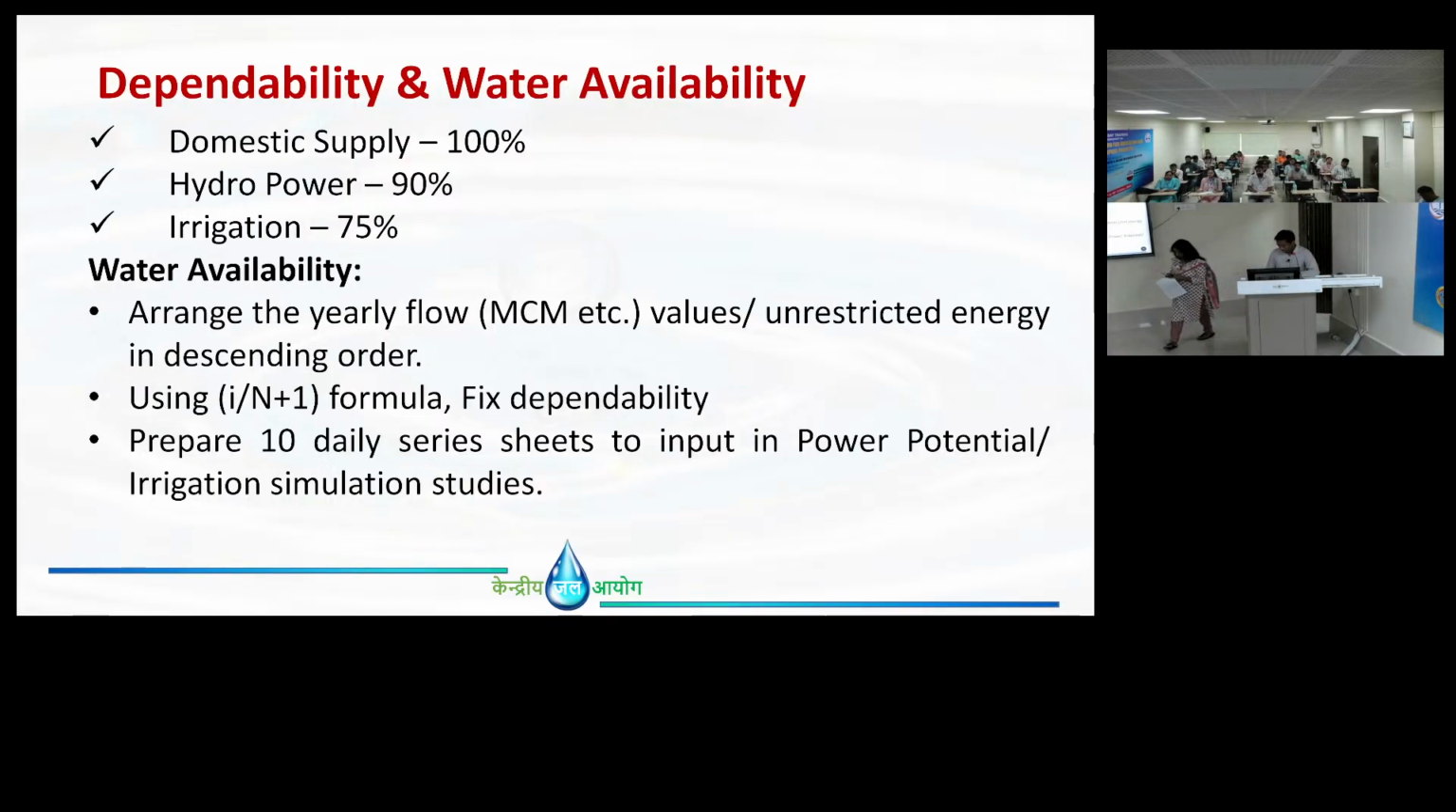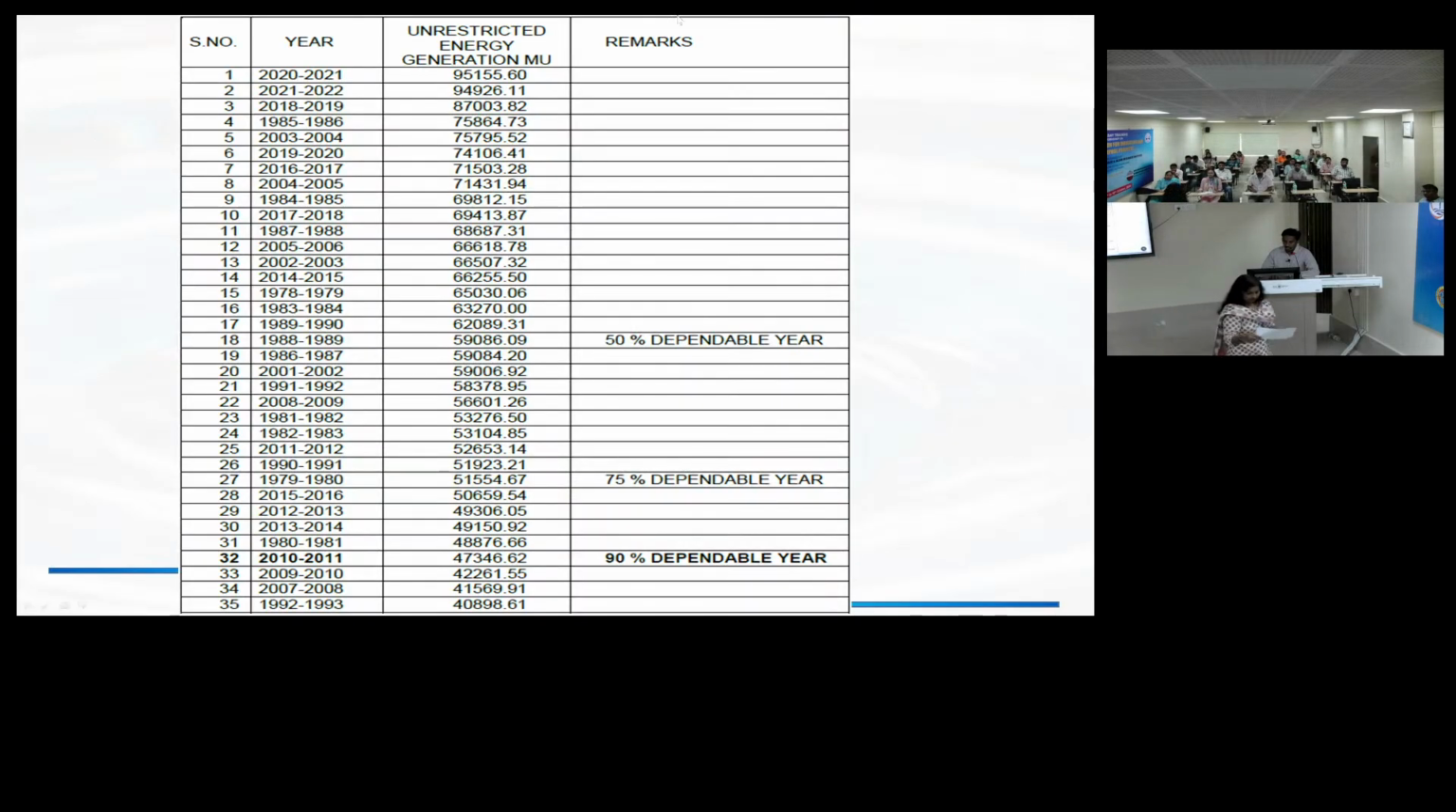How do you work out the dependability? You can see here, this is in terms of hydropower dependability calculations. First, you have the water value, the water availability. In water availability, how do we generally mention the storage values? What are the units generally used? MCM, BCM, TCM, TMC, thousand million cubic feet. For power, it is in million units.